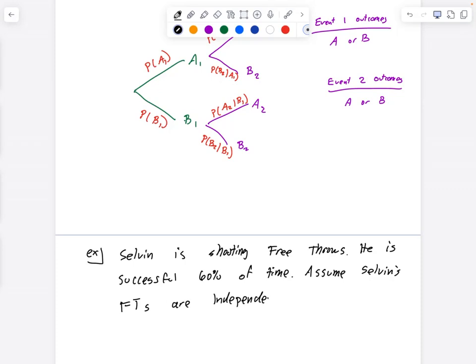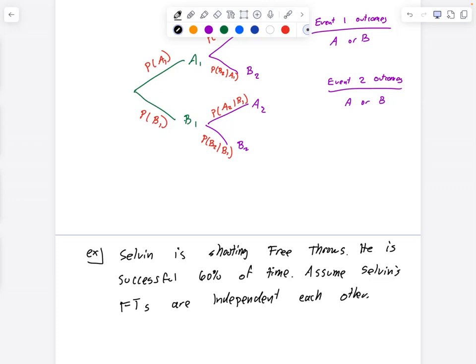Selvin takes 2 free throws. What's the probability on the first free throw? Event 1 is his first free throw attempt. What are the outcomes for his first free throw? You're jumping ahead. Let's use 2 different letters.